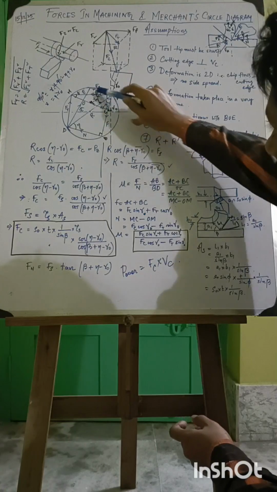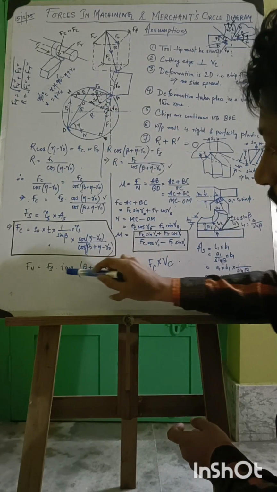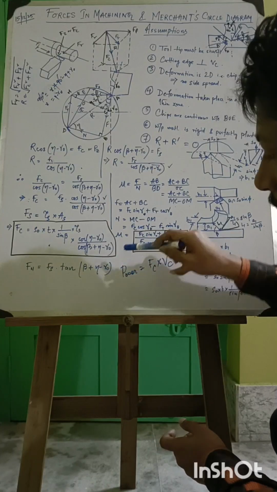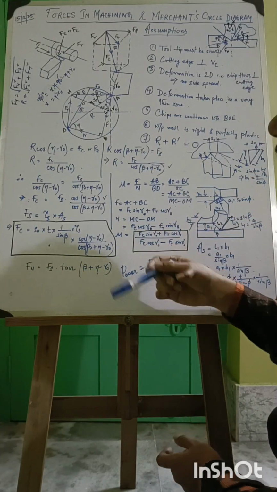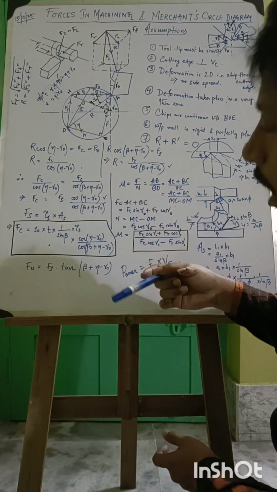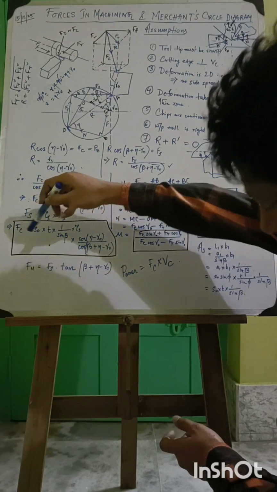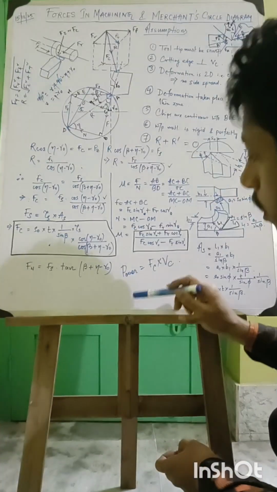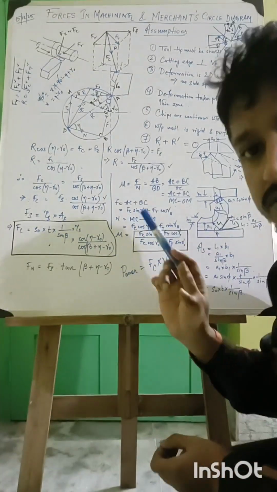Now Fn we can find from this triangle. Fn equals Fs into tan of beta plus eta minus gamma naught. Further, we can divide it by the shear plane area and incorporate Bridgman's relation and substitute it in this expression. After that, we can differentiate the derived expression for the minimum energy principle, and we can get Merchant's first solution. Thank you.